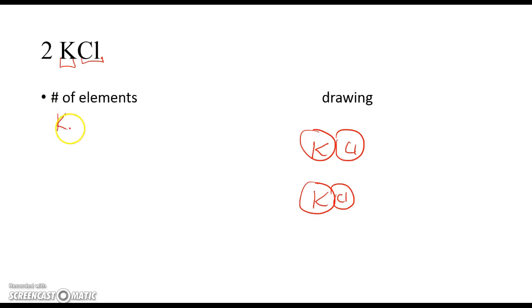So in that case, K is one of those that the symbol is not the same as its name, represents potassium. I have 2 potassium. Cl is chlorine. And this also, we have 2 of those. And that's how you would work through those.